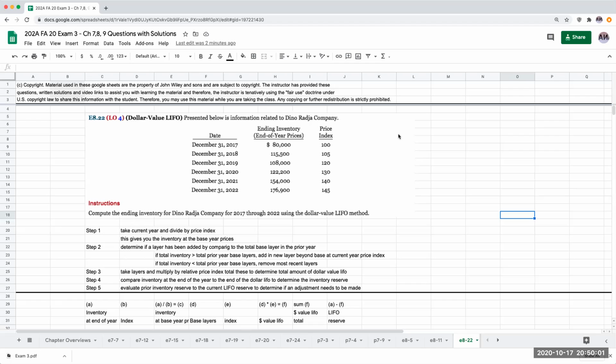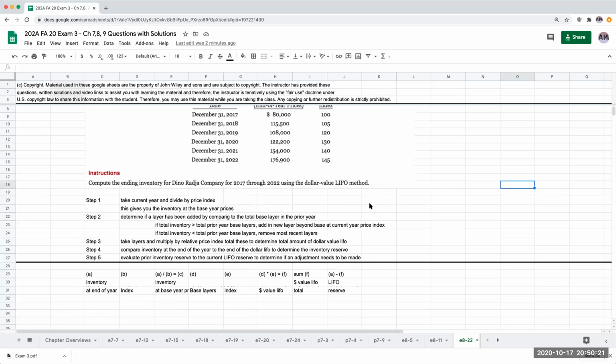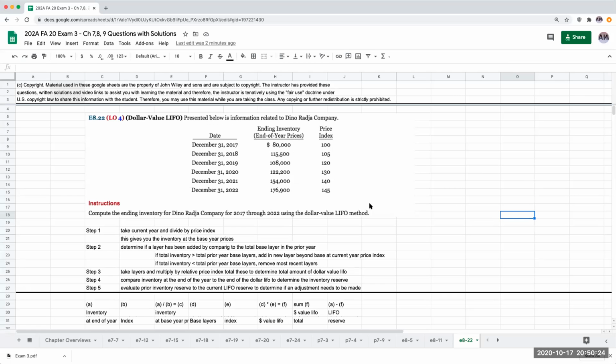So here we've got dollar value LIFO presented below as information related to Dino Radja Company. And here they're asking us to compute the ending inventory using the dollar value LIFO method. What this is really here to do is to help us with inflationary times, to create layers so that if there is a change in the price index, it essentially mitigates some of the effects of LIFO if inventory is liquidated. So here we go.